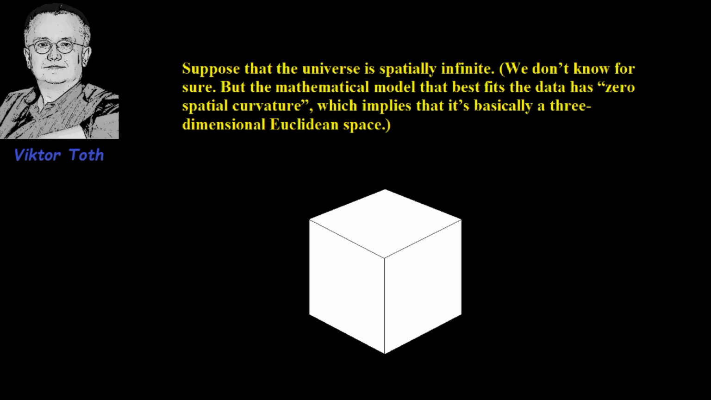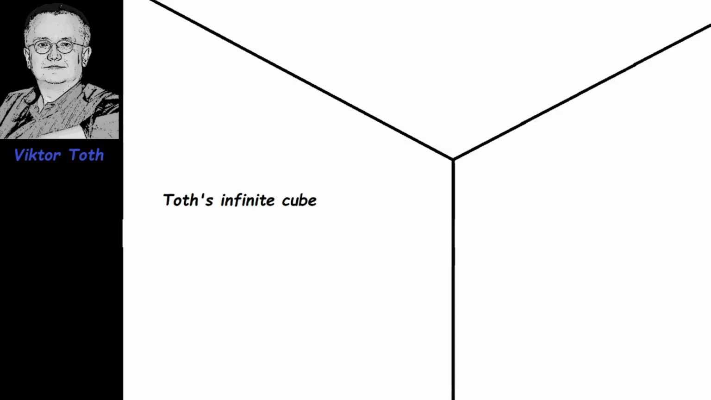Okay, so what does Mr. Toth continue? He says, supposedly, that the universe is spatially infinite. We don't know for sure. I like that. But the mathematical model that best fits the data has zero spatial curvature, which implies that it's basically a three-dimensional Euclidean space. Well, there we have a three-dimensional Euclidean space known as a cube, right? And so what Toth is suggesting is that he's got an infinite cube, and he only sees the one end of it, I guess. We don't know what's on the other end because he says it's infinite, right?